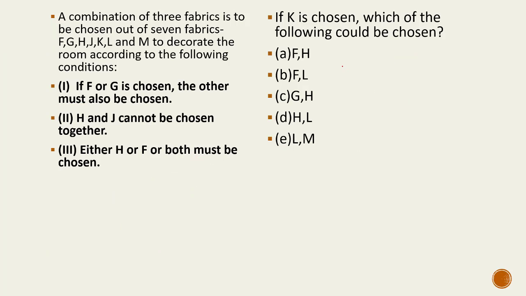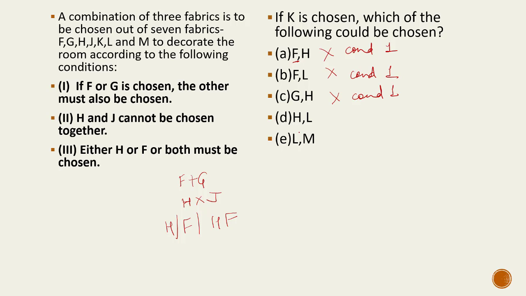If K is chosen, which of the following could also be chosen? Okay, so we have taken K. Again, we'll look at the options. Option A violates condition 1 because I've taken F and I have not taken G. On the same logic, option B is ruled out. Option C is also ruled out. Option D can work for me. Option E would not work for me because here condition 3 is not fulfilled.